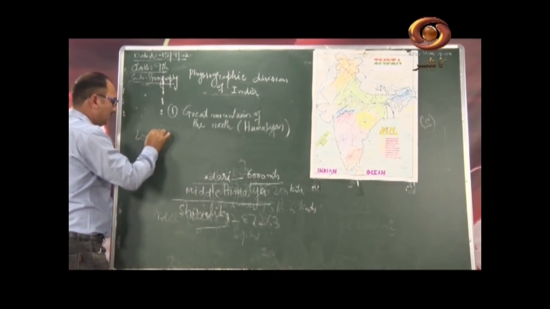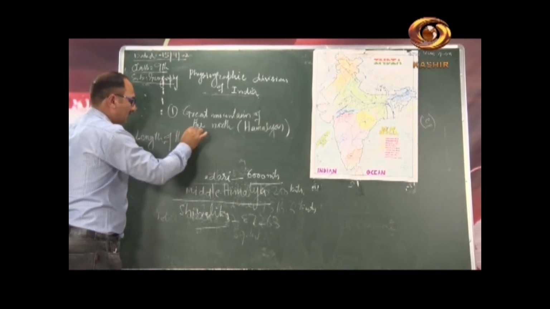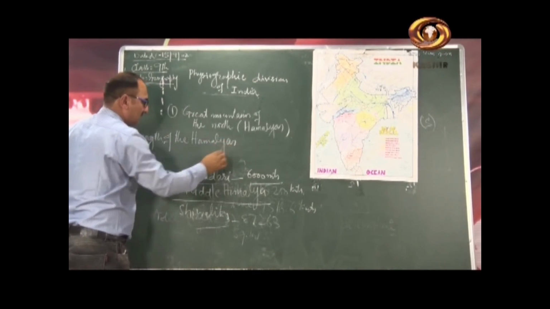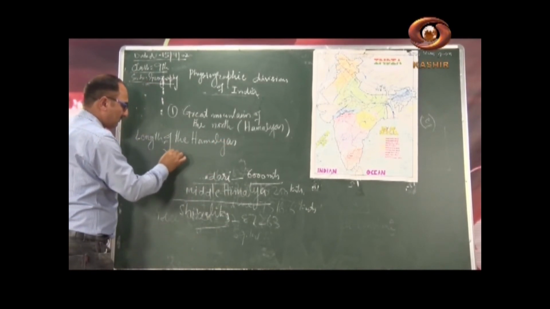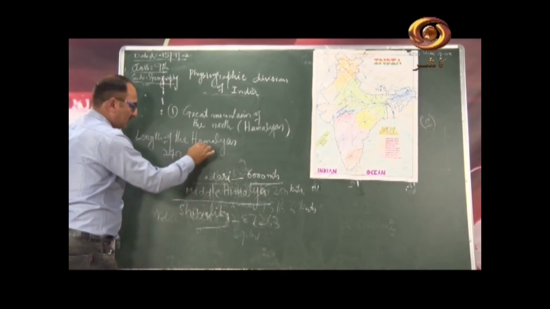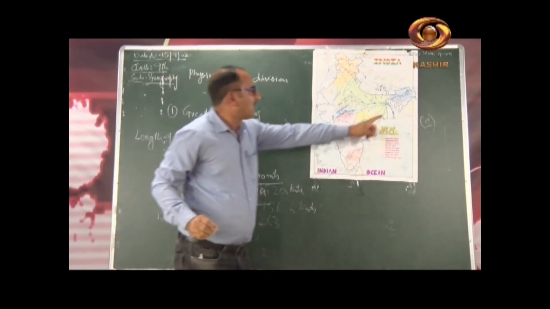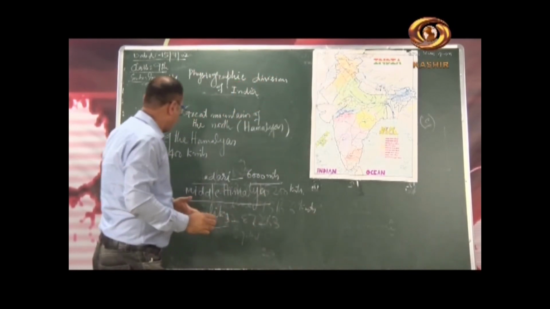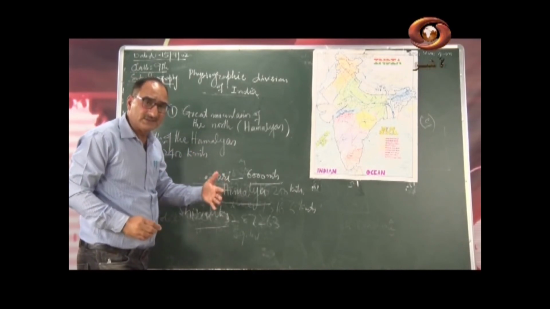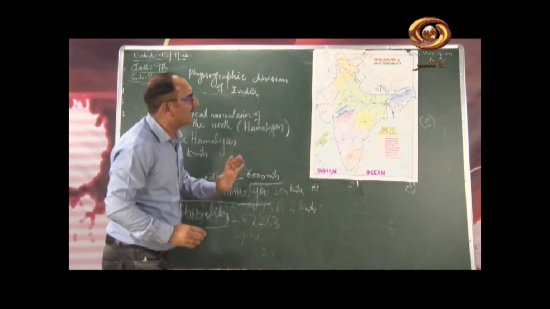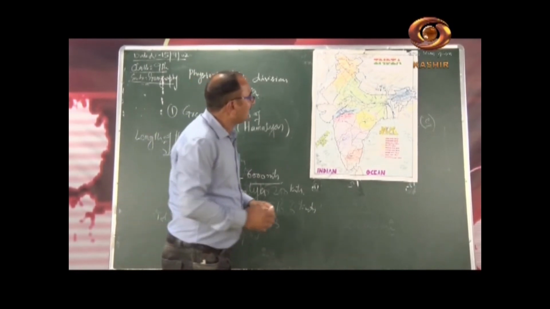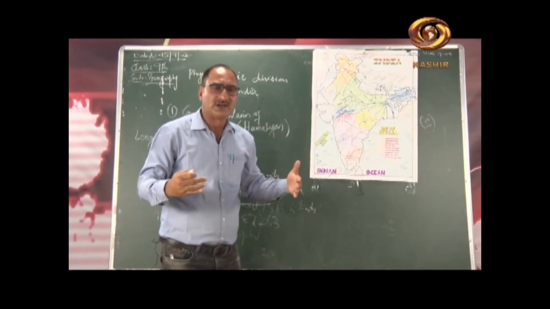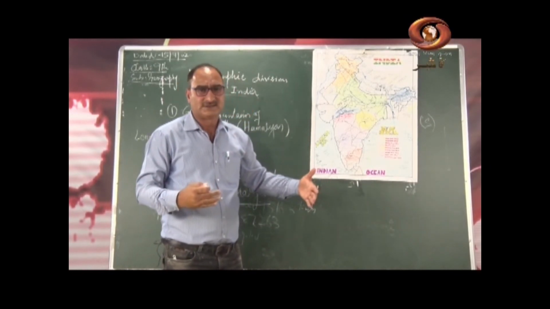Length of the Himalayas is 2400 kilometers from Arunachal Pradesh to Kashmir in the west. And I have already told the height is 6000 meters above sea level. And the highest peaks of the world are located in the Himalayas.